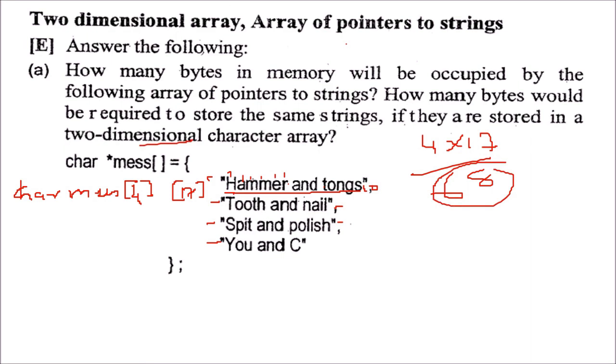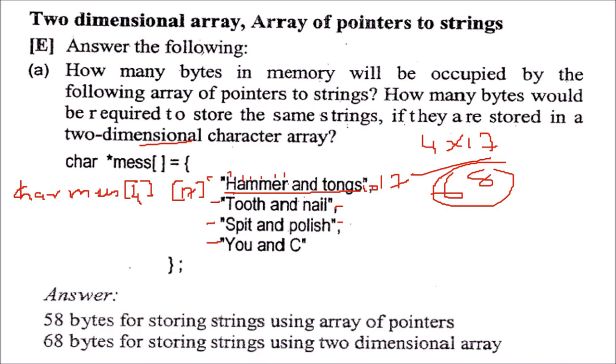How about this? As I computed this 17, if you take an array of pointers, only 58 bytes will be taken. Just the way I counted these characters, you have to count and add, and you get 58 bytes.